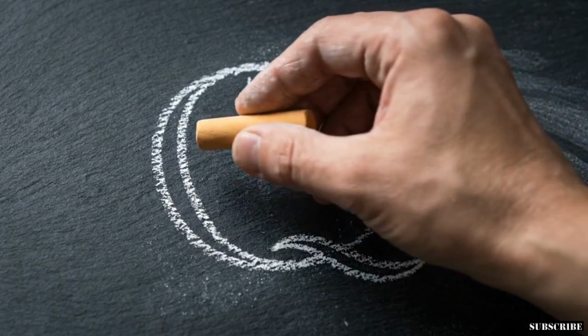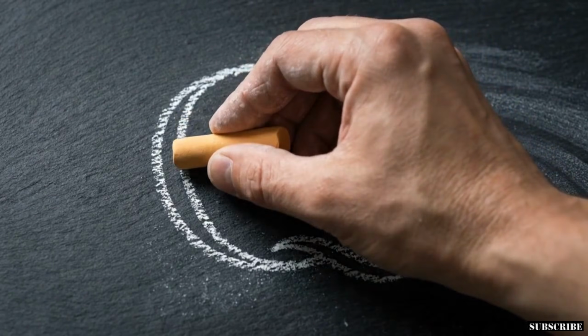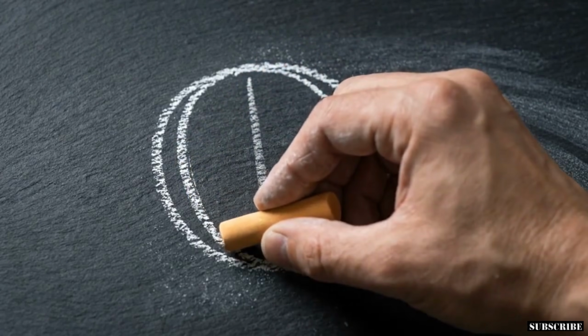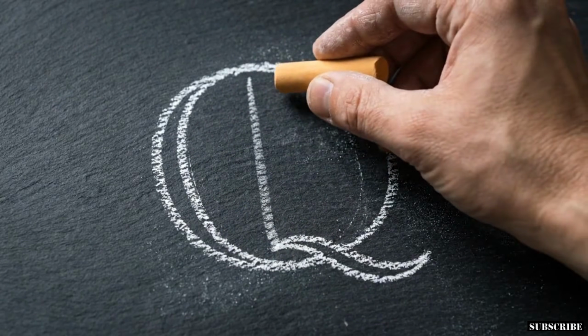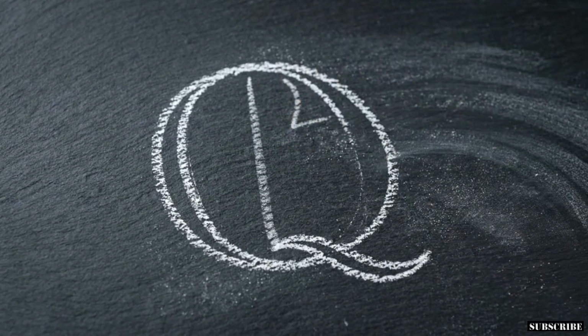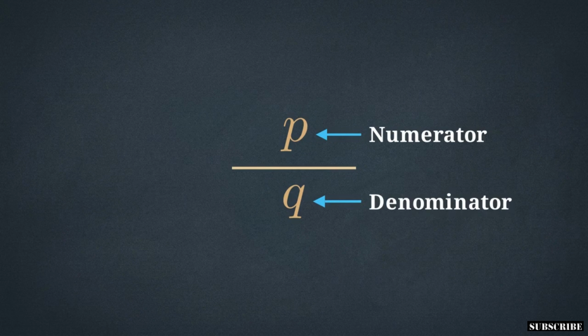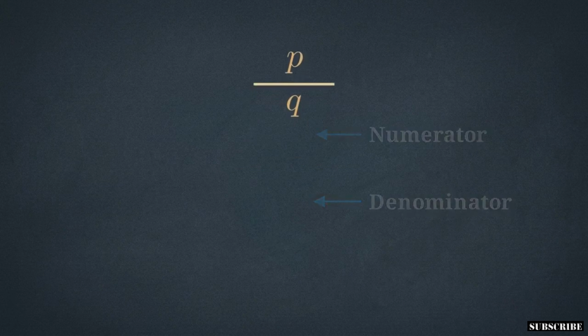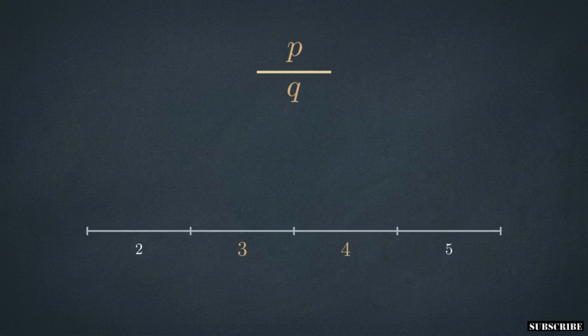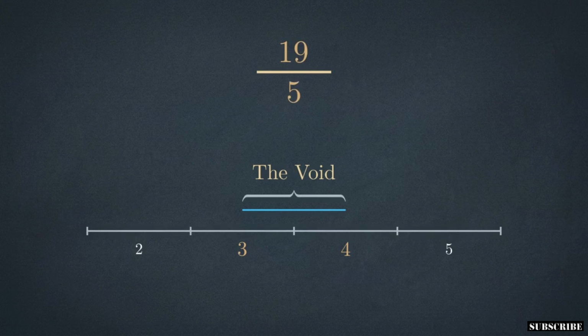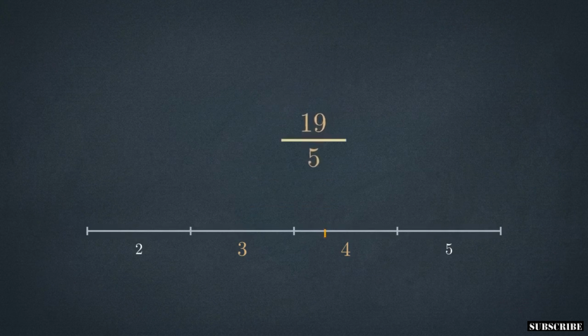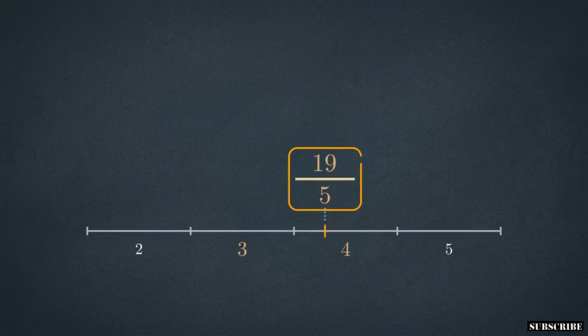To measure that missing space, mathematicians introduced the rational number, typically represented by the letter Q. The name comes directly from the word ratio. A rational number expresses a quantity mechanically as a fraction, a top number called a numerator, typically labeled P, stacked over a bottom number called a denominator, labeled Q. By stacking these two integers, we can map and manipulate the spaces sitting between whole numbers. 19 divided by 5 simply becomes the fraction 19/5.